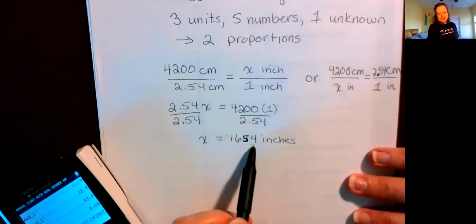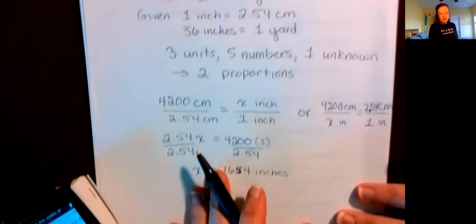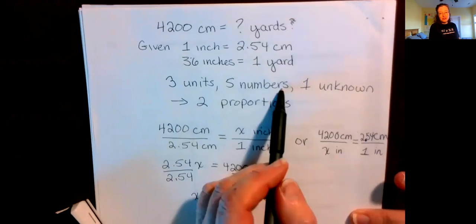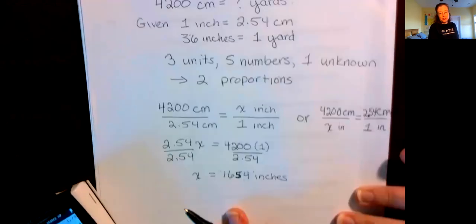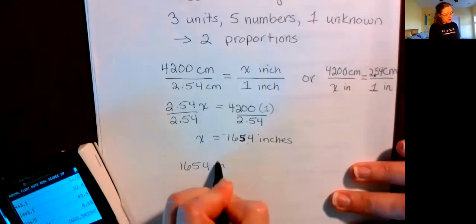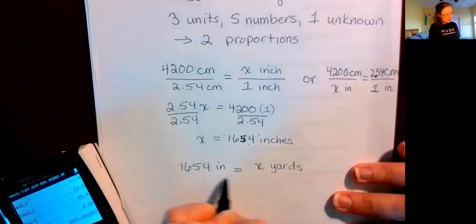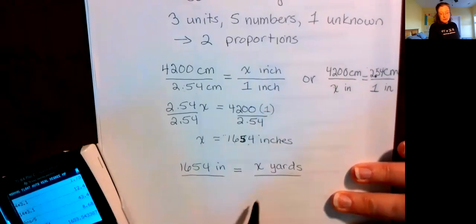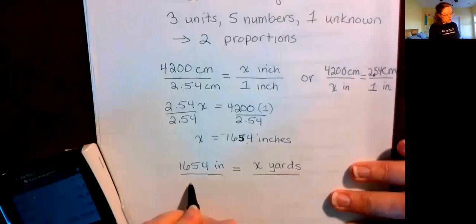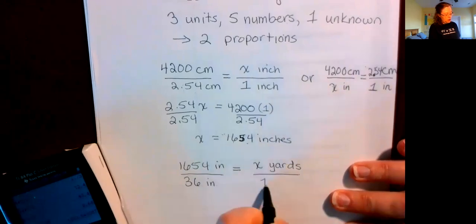All right. Now, we're not done because we're trying to find out the number of yards. We have information about yards in inches, so that's what we'll do in our second proportion. The 1,654 inches, we don't know how many yards that is. Inches on top, inches on the bottom. So we'll work with the 36 inches and have that equal 1 yard.